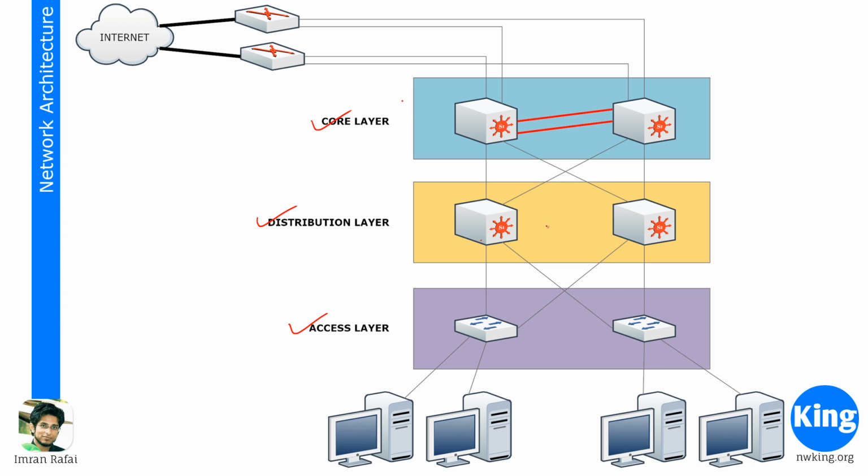The distribution layer is typically also called the building distribution layer, because if, let's say, your campus has more than one building, each of those buildings will have one distribution layer, where all the access layer switches of that building would be wired to that distribution layer switch.